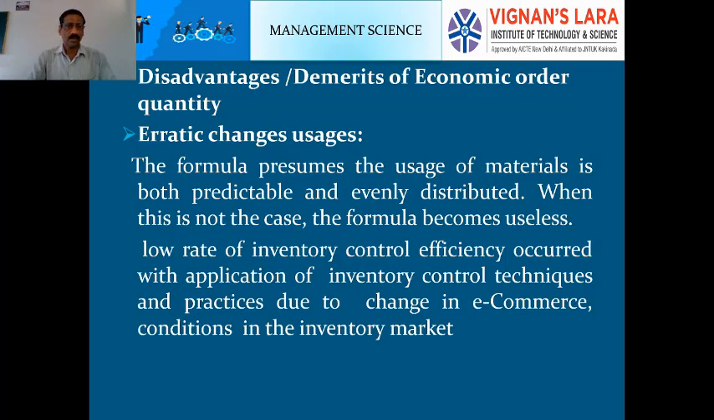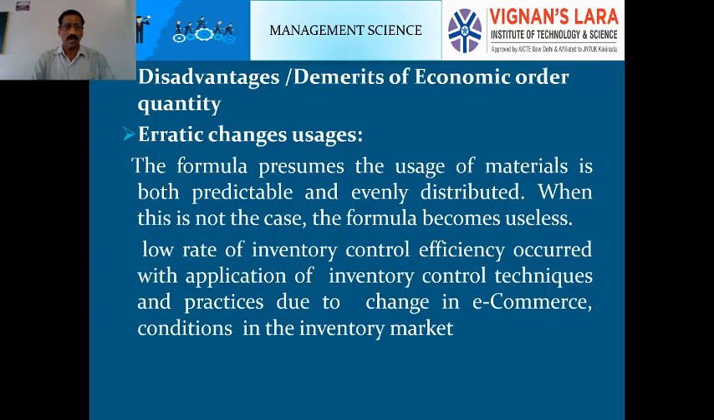Let us go to the other side of the concept: disadvantages, demerits, limitations of economic order quantity. The first limitation is erratic changes in usage, that means not recorded. For example, it is only a numerical output. For example, the yearly number of orders required is 20.